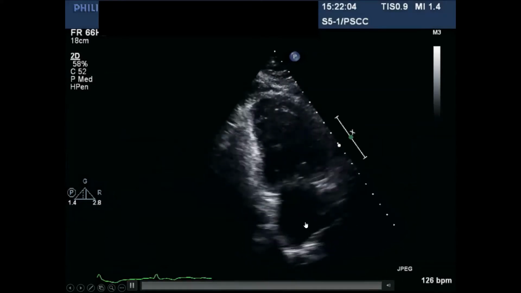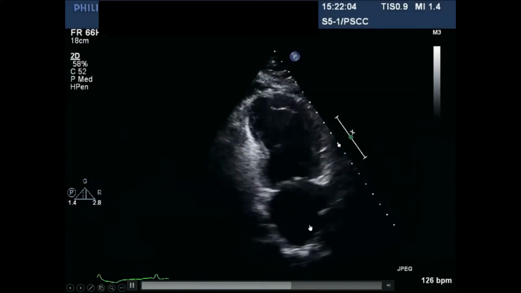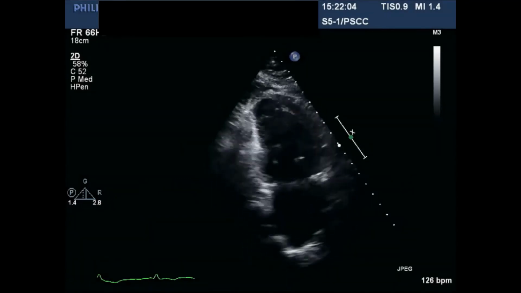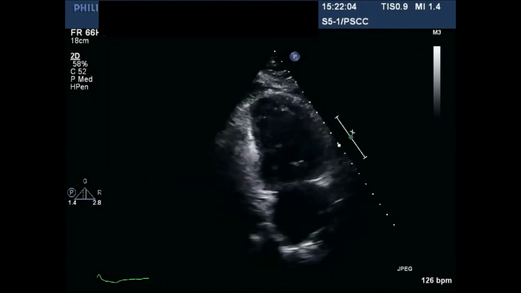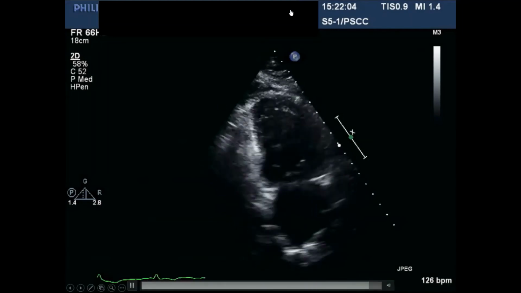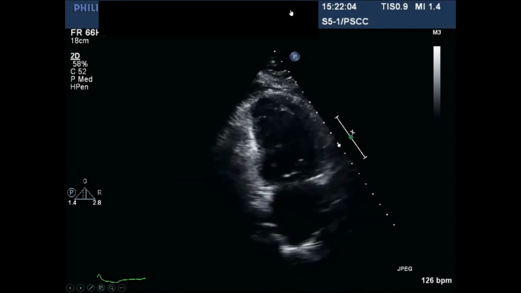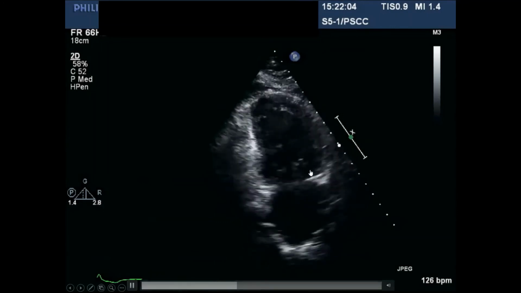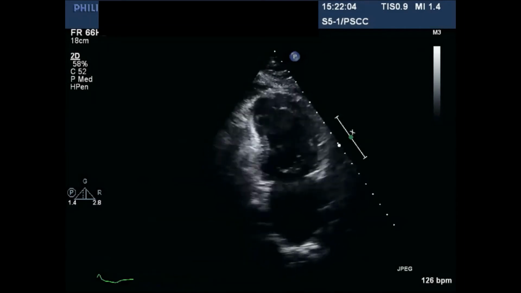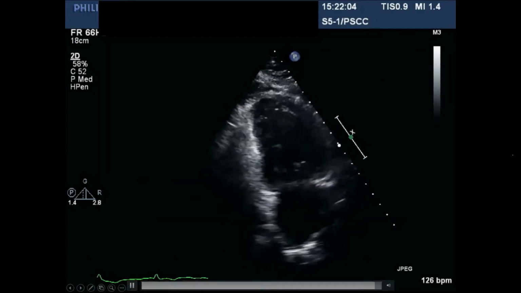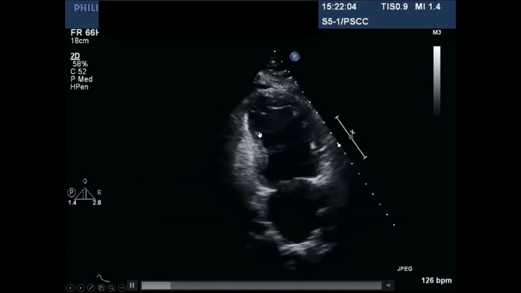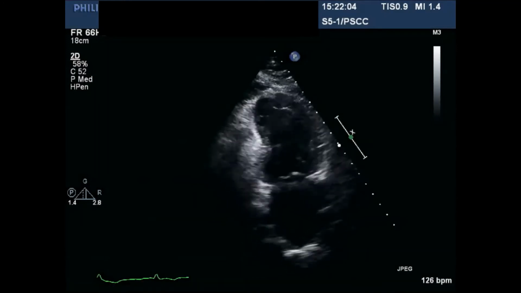Now, what do you see here? Apical two-chamber. What else? Yes, go ahead. Apical two-chamber. Very good. And showing hyperkinetic the lower part of the lateral and inferior, to the apical part. Dilated aneurysmal apex. Okay, very good.